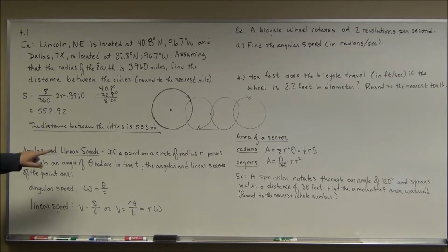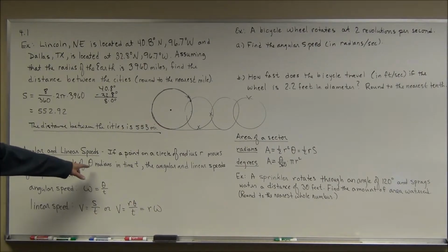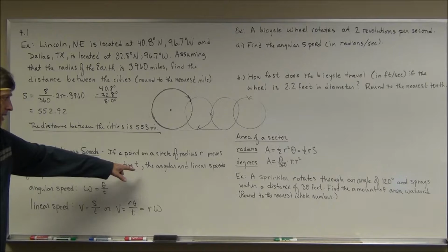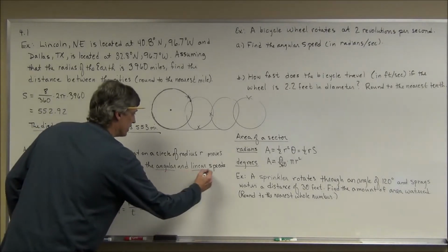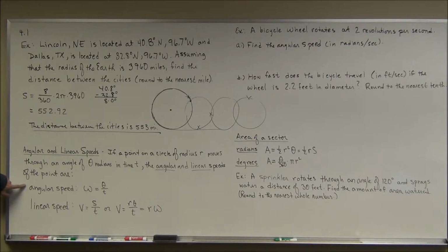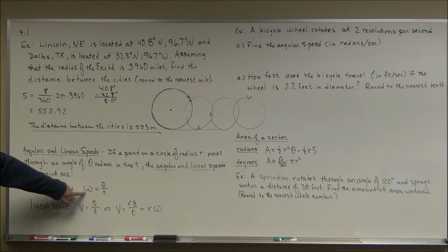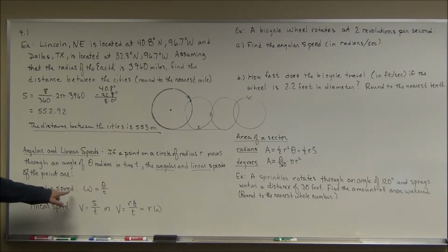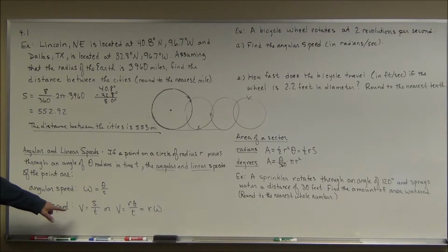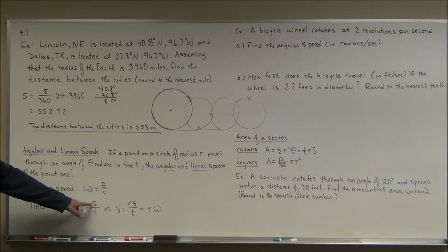It says here, if a point on a circle, like my piece of fuzz on the record, of radius r, moves through an angle of theta radians in time t, the angular and linear speeds of the point are defined this way. Angular speed is the lowercase Greek letter omega, which looks kind of like a W with some curls to it. Omega, our angular speed, is equal to theta divided by time, in radians. And the linear speed, v for velocity, is equal to the arc length divided by the time.